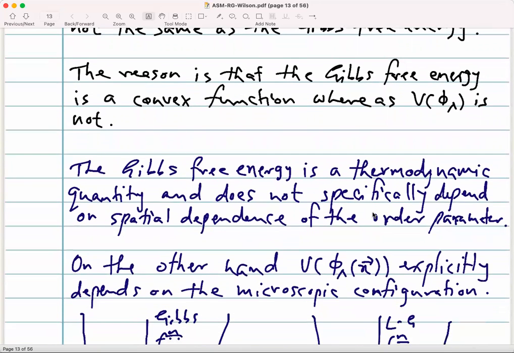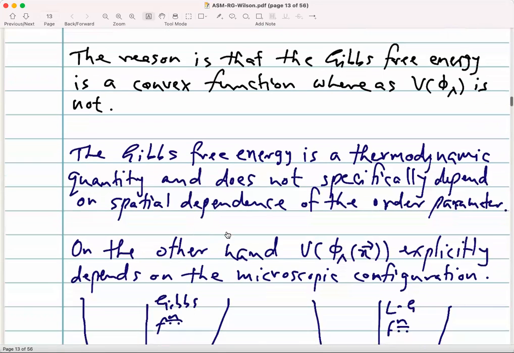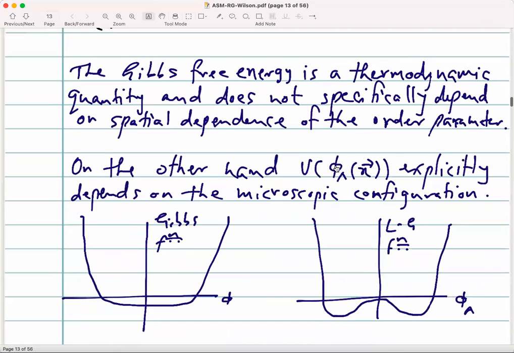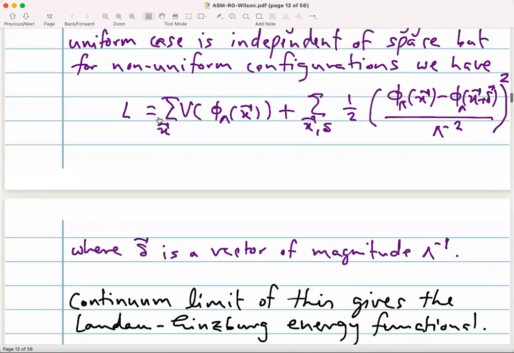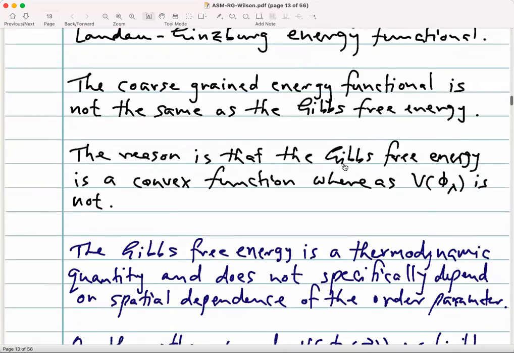The other thing about the Gibbs free energy is that it does not depend upon how the order parameter depends on the spatial coordinate, because it's just a thermodynamic quantity and does not depend on these kinds of details. On the other hand, the potential would of course depend on how phi depends on x, because besides this, it would also have an additional kinetic energy contribution coming from a term like that. So I shouldn't say V, but more appropriately L.